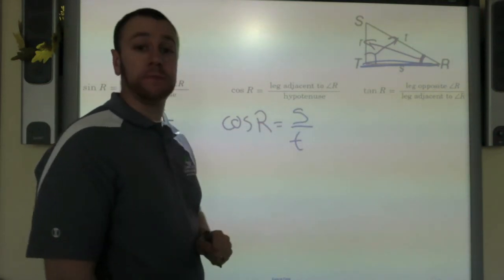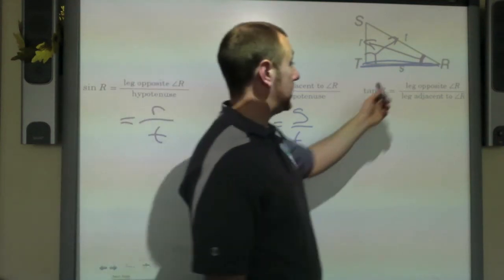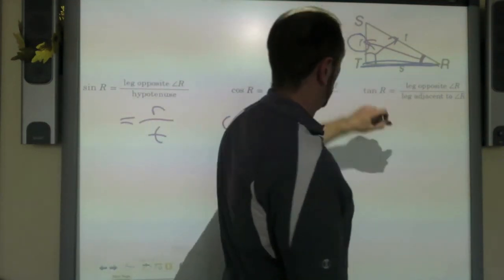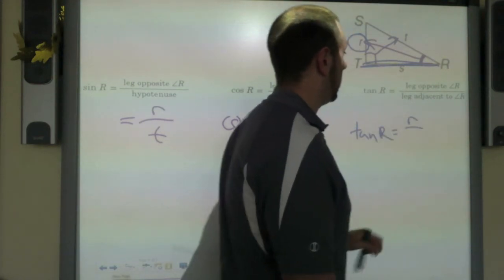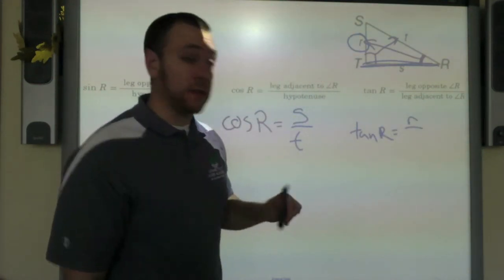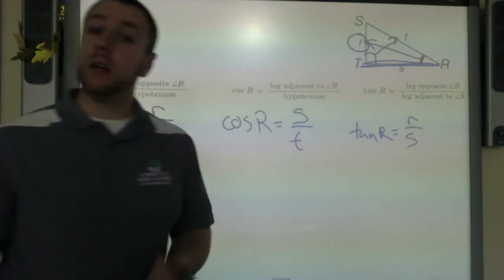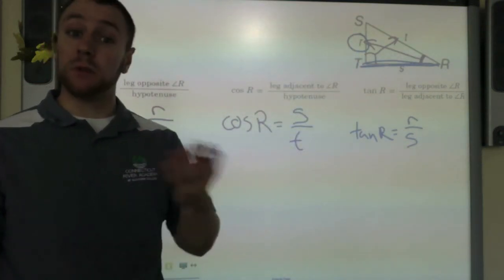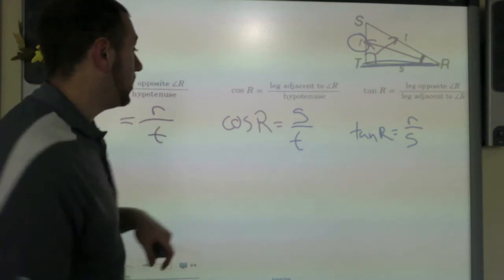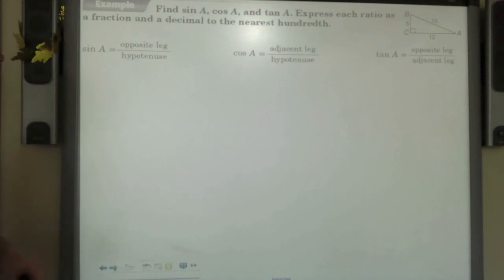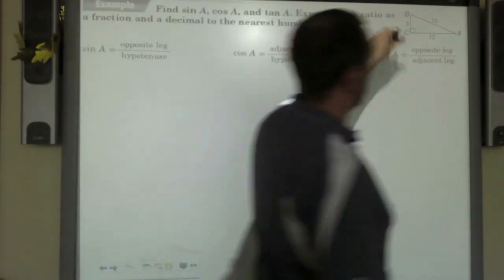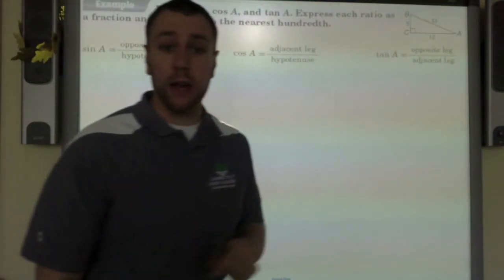The cosine of R, the leg adjacent to R. Adjacent meaning right next to. And that is S, over the hypotenuse, which is T. And then the tangent is the leg opposite R, lowercase r, and the leg adjacent, S. All I do is I make those fractions, and I can reduce if I have a calculator and some numbers.